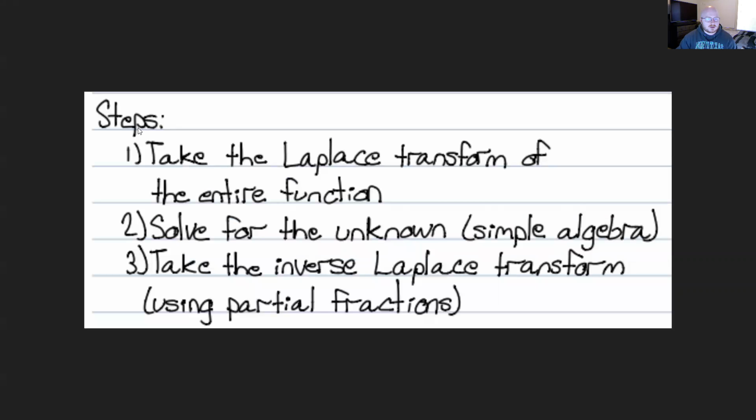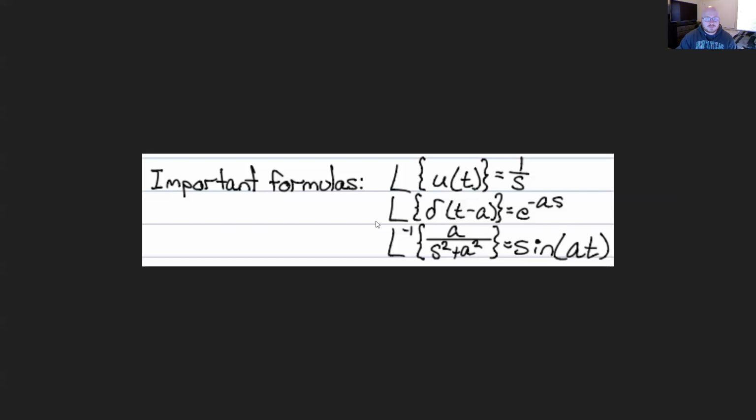Here I'll quickly go over the steps. First, we need to take the Laplace transform of the entire equation that we're given. Second, we need to solve for the unknown, which is just simple algebra. And third, we need to take the inverse Laplace transform of that equation, and we'll do this by using partial fractions.